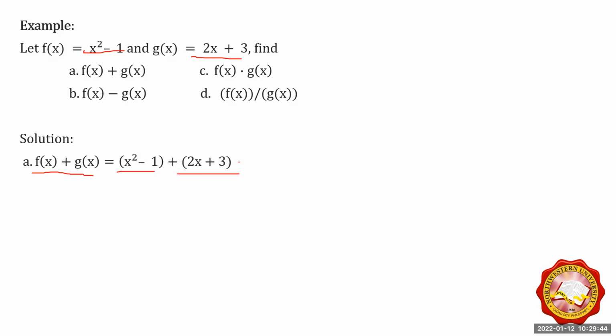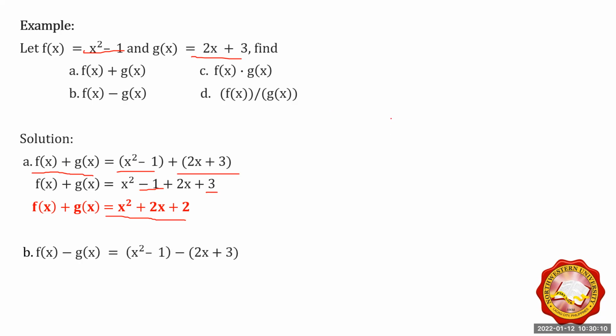Just add them. No drama, add them. And then you combine like terms. Ang like terms lang dito is negative 1 and 3. That gives you 2. Therefore, the addition or the sum of f of x and g of x is just the function defined as x squared plus 2x plus 2. So that's your sum.